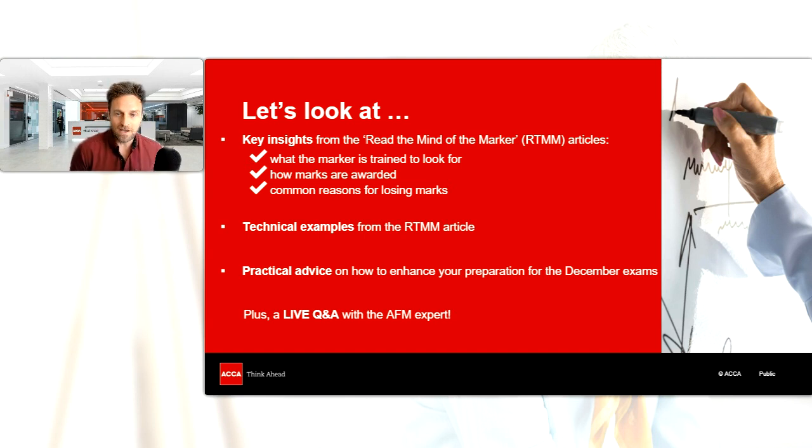So we're going to be looking at what the markers are trained to look for when they're marking your scripts, how they award marks, and then a really important one for you guys with exams coming up, common reasons for losing marks. So what can you do to avoid throwing away those easy marks in AFM? We're then going to look at some technical examples from the Read the Mind of the Marker article.